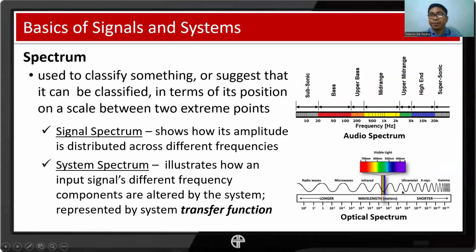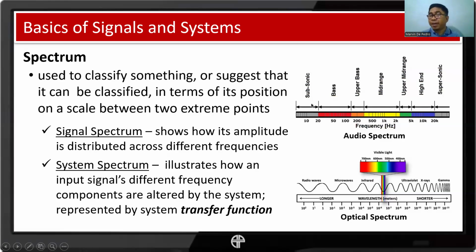For example, we have the audio spectrum. The audio spectrum is defined as 20 hertz to 20,000 hertz. That's the range of sounds that can be perceived by the human ear, so those are the two extreme points, 20 and 20,000. This is called the audio spectrum. It is composed of components like bass, upper bass, mid-range, upper mid-range, and high end.